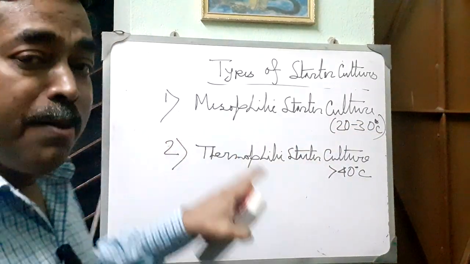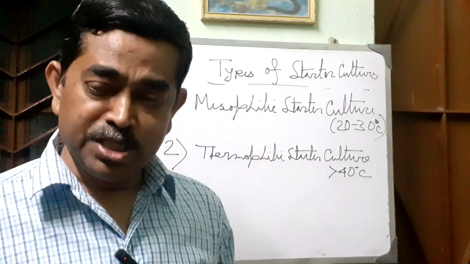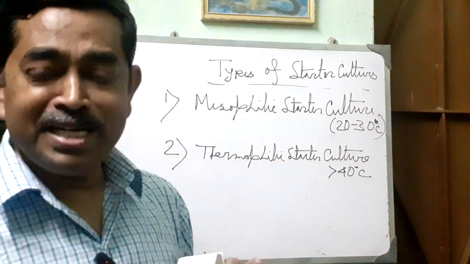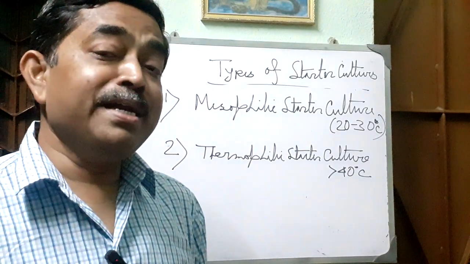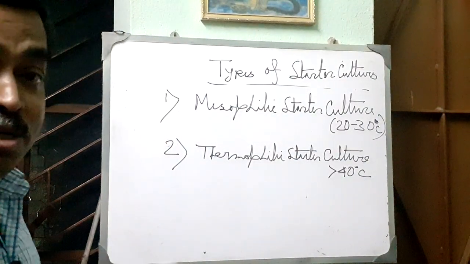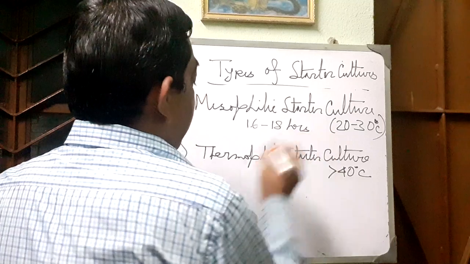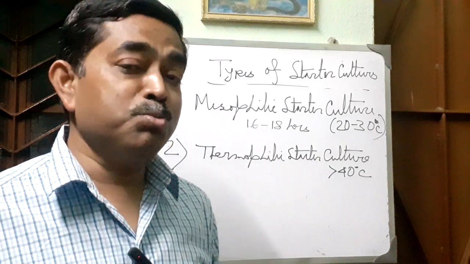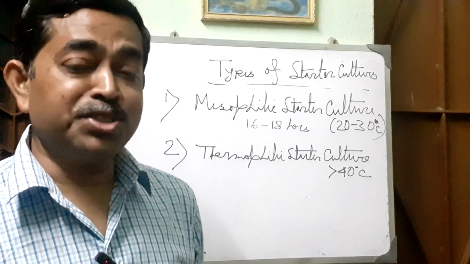In the mesophilic starter cultures, the organisms are generally Lactococcus lactis subspecies lactis, Lactococcus lactis subspecies cremoris, Leuconostoc citrovorum and Leuconostoc dextranicum, and Lactococcus lactis subspecies diacetylactis. They are the main mesophilic starter cultures. It has been seen that the aroma producing bacteria are generally in this category. And here the incubation for the fermentation process generally requires 16 to 18 hours. The thermophilic culture has a high growth temperature. They include Lactobacillus bulgaricus, Lactobacillus acidophilus, Lactobacillus helveticus. They are the thermophilic starters, and Streptococcus thermophilus also.